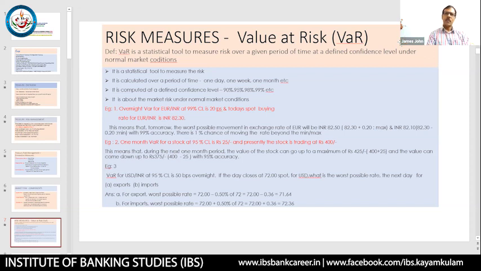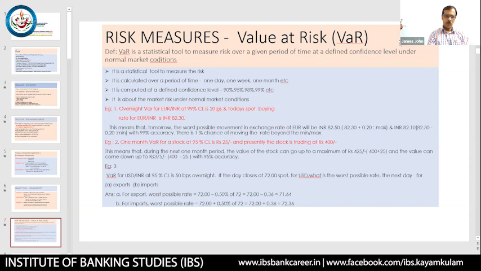And next, it is about the market under normal market conditions. So there is the market risk under normal market conditions. That means if a war breaks out, or subsequently a pandemic like COVID-19 has spread, the prediction may go wrong. But if things are happening under normal conditions, then the measure may be almost correct. So this is VaR. VaR means value at risk. Value at risk is a tool to measure the risk.